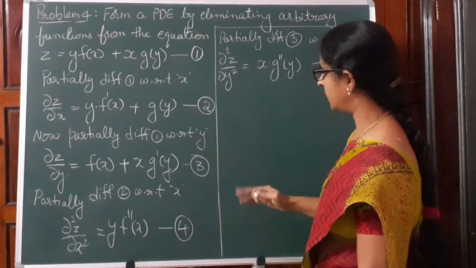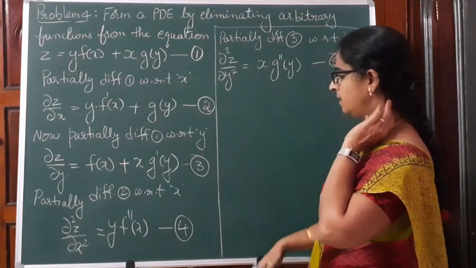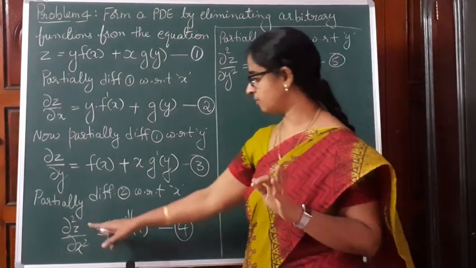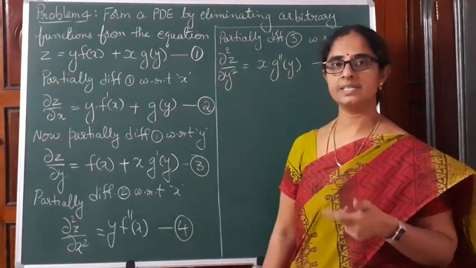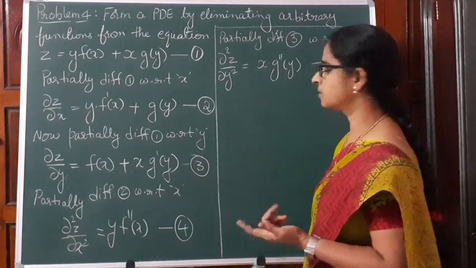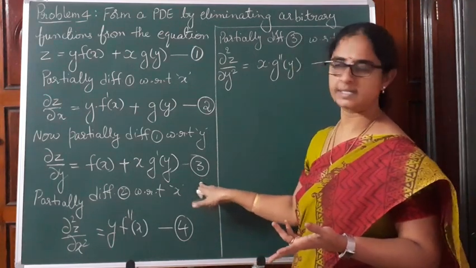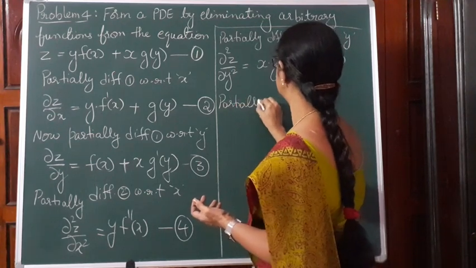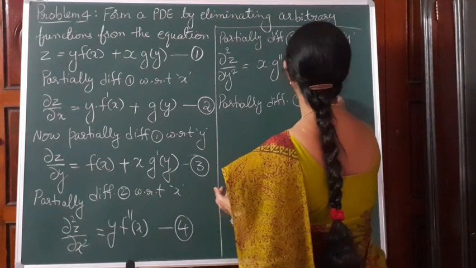Now check whether you can eliminate f and g from the 5 equations. If not, we will find another second order derivative also. What is the other second order derivative? We have ∂²z/∂x², ∂²z/∂y². We have ∂²z/∂x∂y or ∂²z/∂y∂x. So to get ∂²z/∂x∂y, we have to differentiate 3 with respect to x. Now partially differentiate 3 with respect to x.